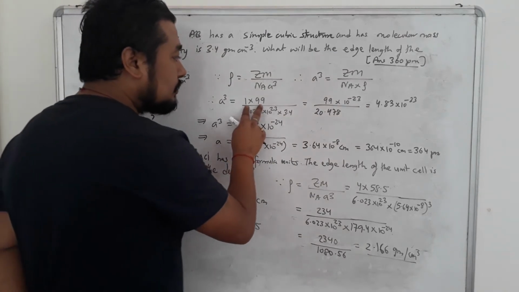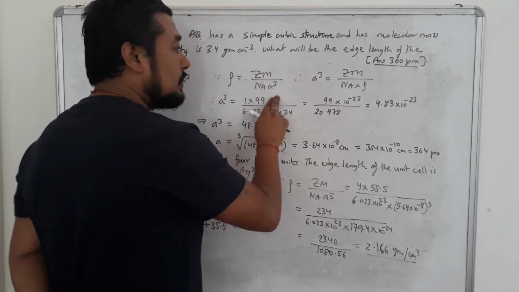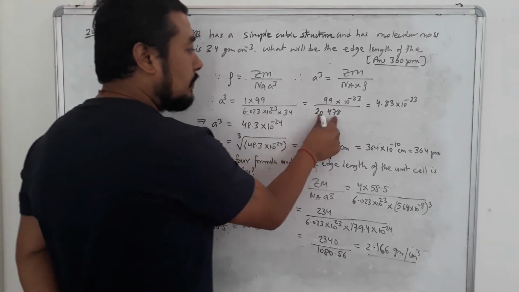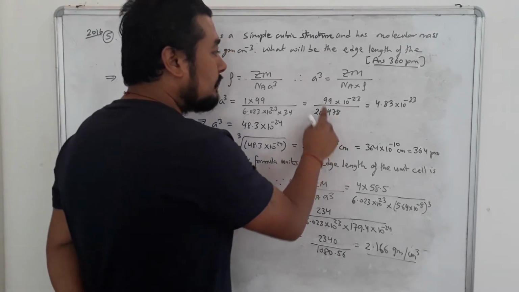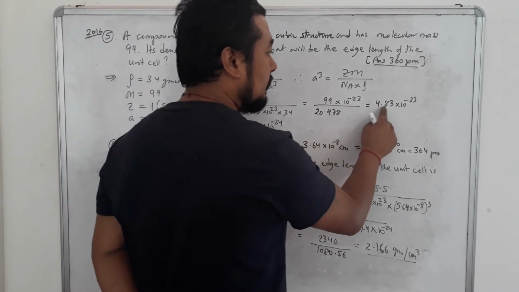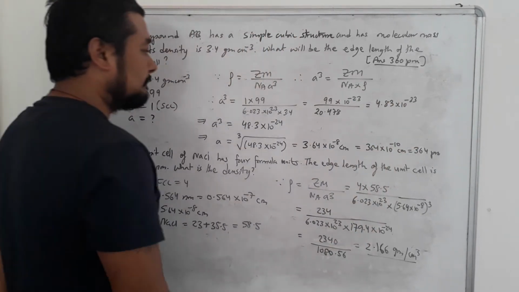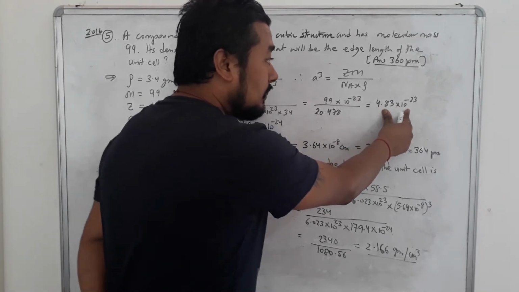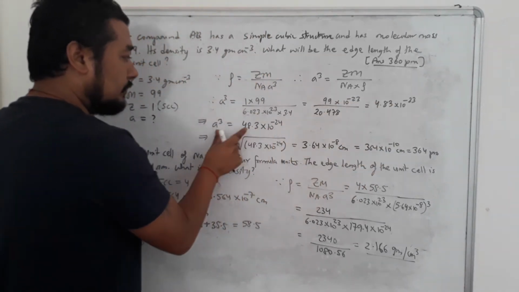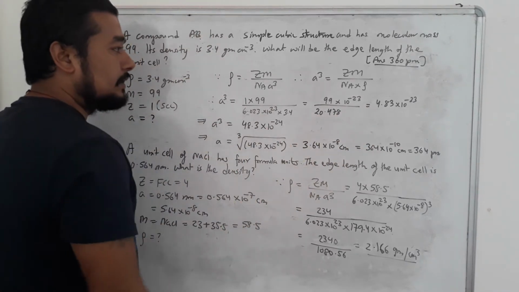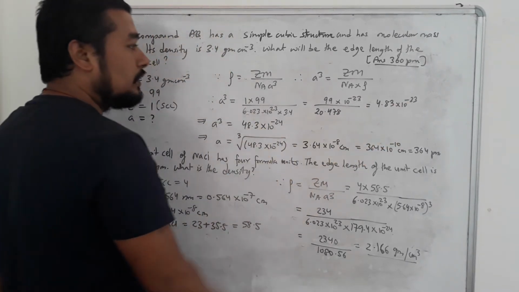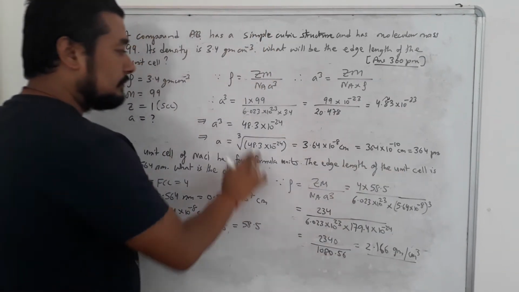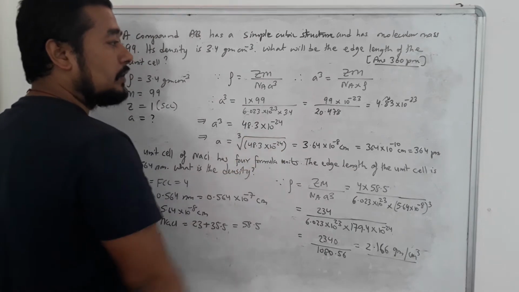Now when you multiply these two, you will get 99, and if 10 to the power 23 goes up, it becomes 10 to the power minus 23. If you multiply these two numbers, you will get 20.478. Now when you divide these two numbers, you will get 4.83, and 10 to the power 23 is already here. So a cube is 4.83 into 10 to the power 23. Here it was 23, how did it become 24? I have taken this decimal one step back and put 24, so it becomes 48.3 into 10 to the power 24.